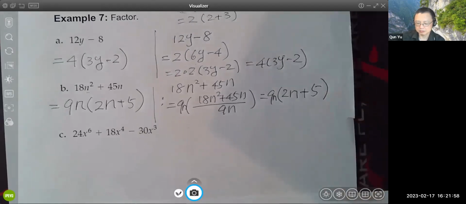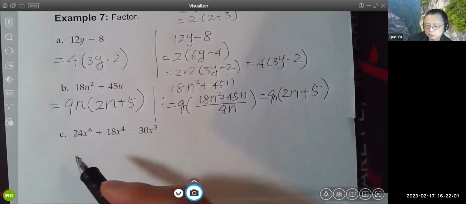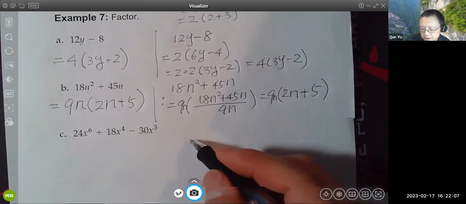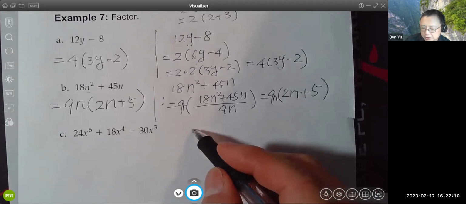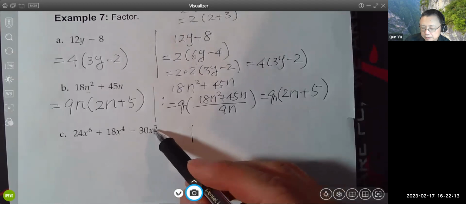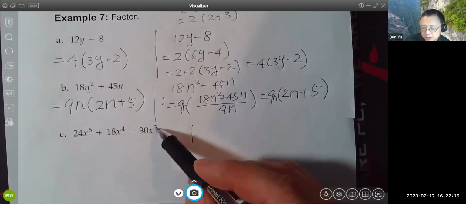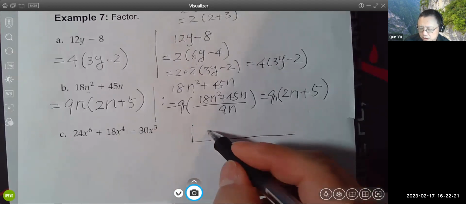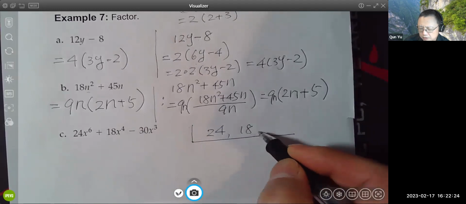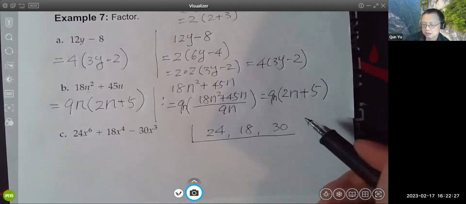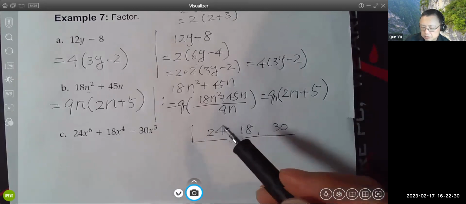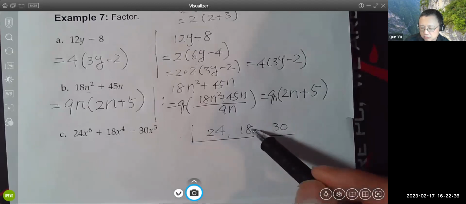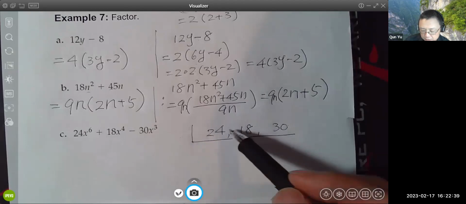And the last example. Nothing more than just the same work, just more terms. Now I'm going to show you that box division method to find the greatest common factor. We don't need to worry about x because for the exponential part, we just look at which one has the smallest exponent. That's the easiest one to do. We have 24, we have 18, we have 30. Now we are looking for the greatest common factor. In other words, you're looking for a number that can divide into all of these.